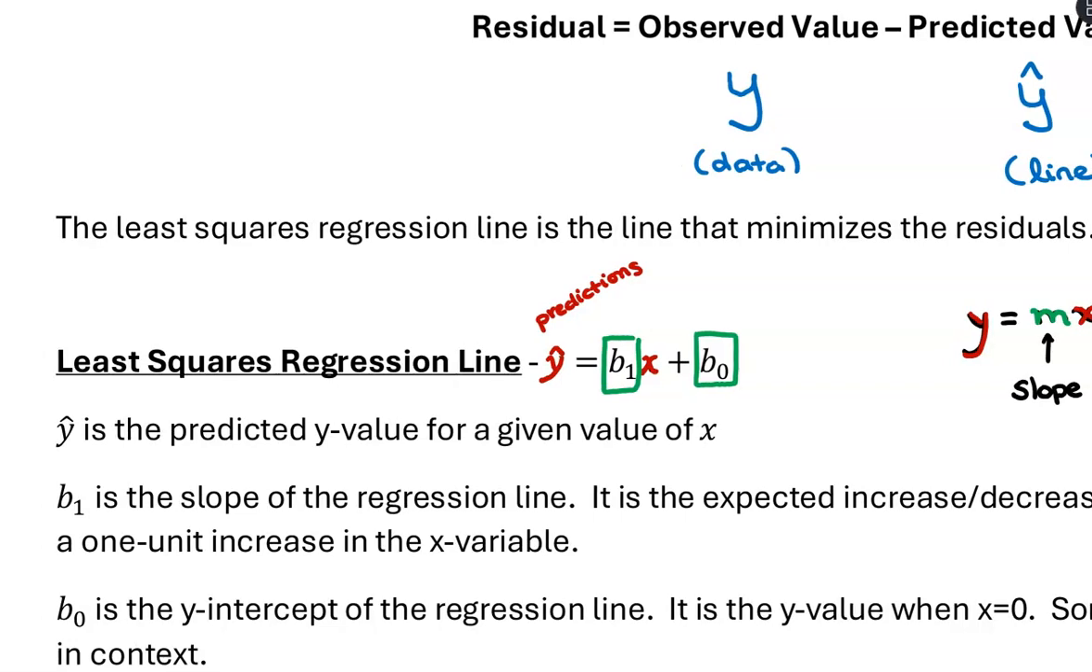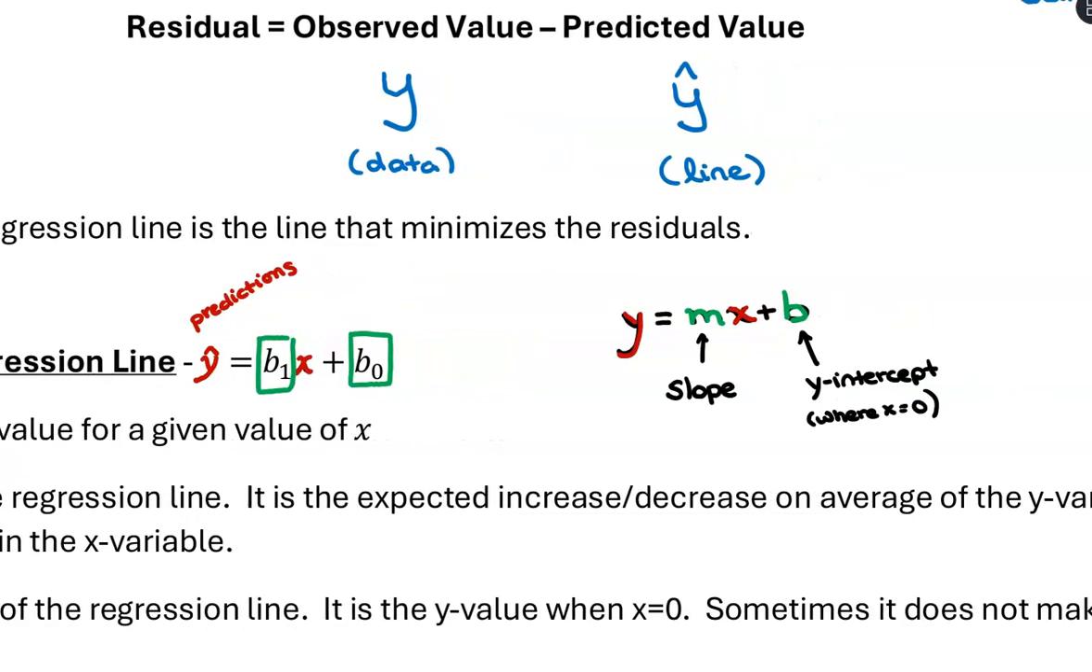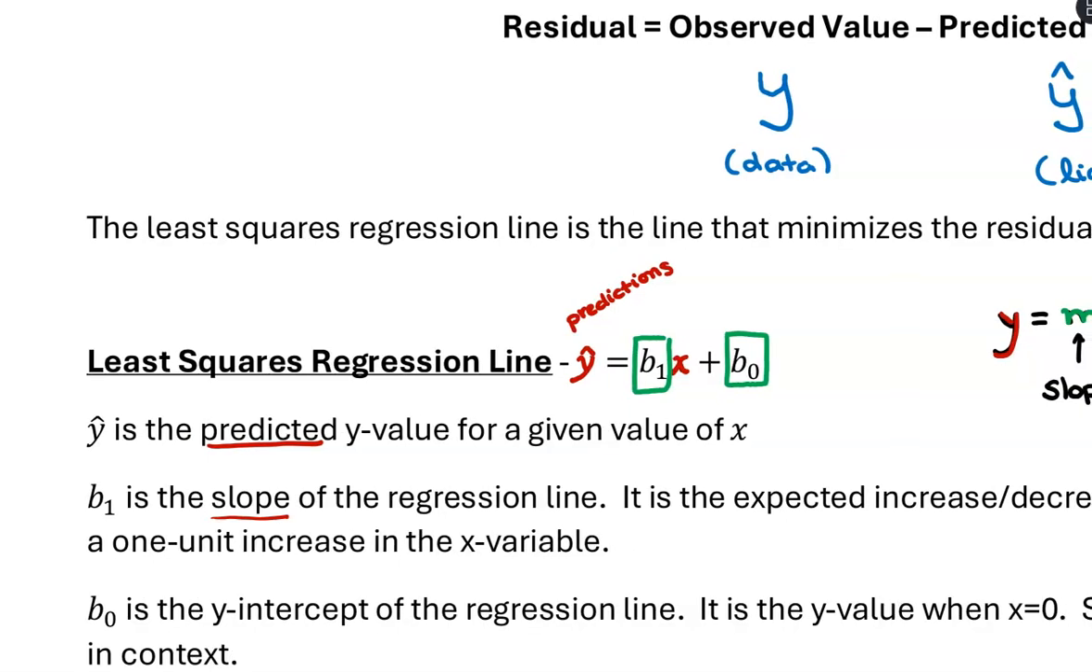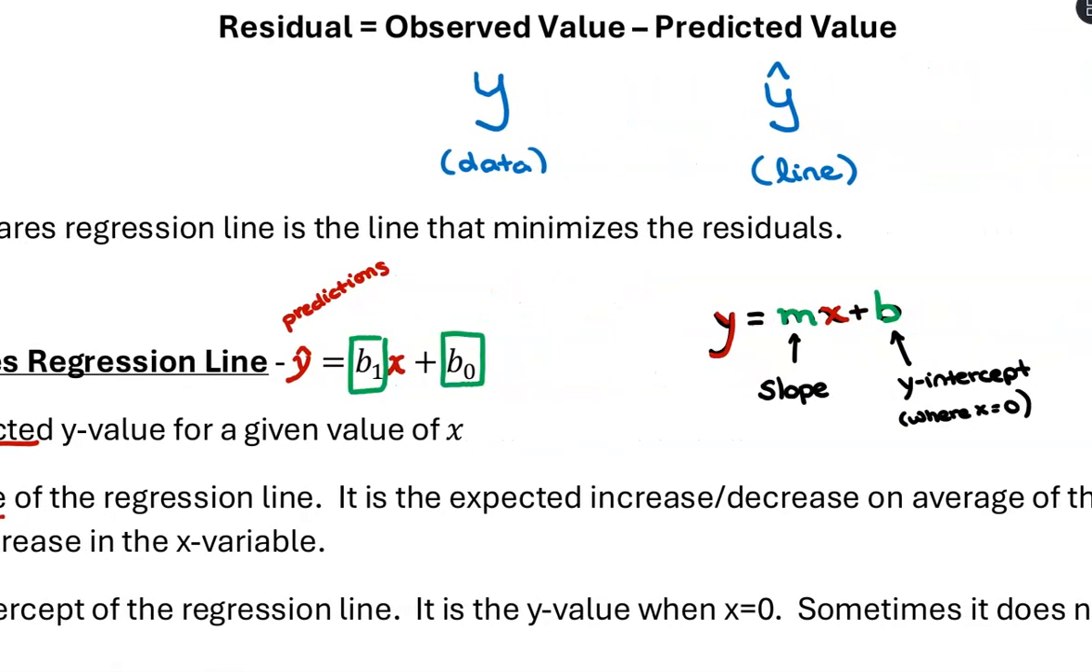So y hat is the predicted y value for a given value of x. So there's our description in terms of prediction. b1 is the slope of the regression line. So that matches up. If it helps, it's always what's multiplying x. So always look for x, and then whatever's multiplying with it is our slope. It is the expected increase or decrease on average of the y variable for a 1 unit increase in the variable x. So increase or decrease comes from whether the slope is positive or negative.